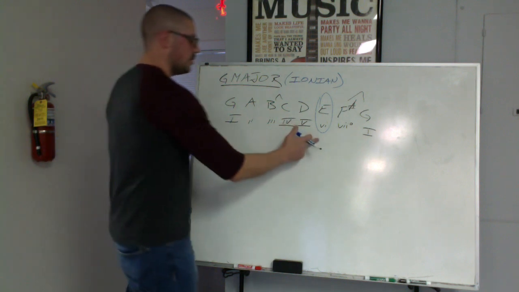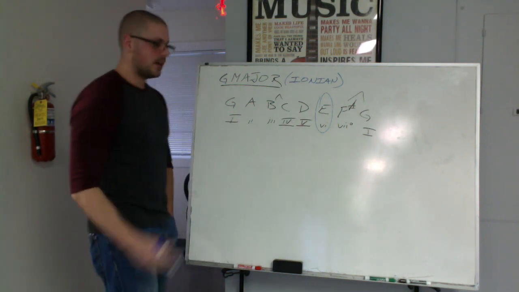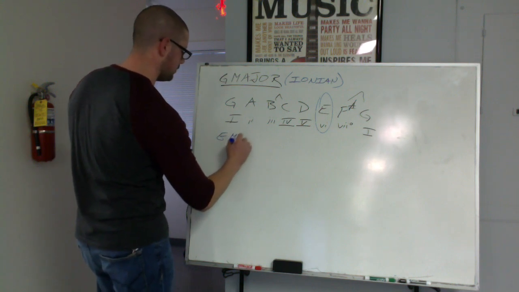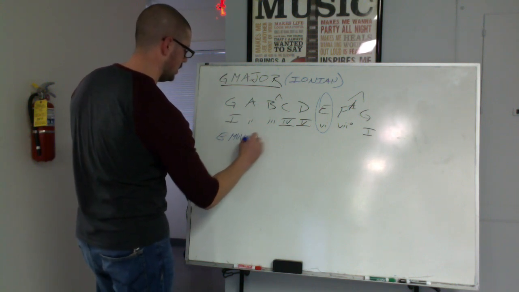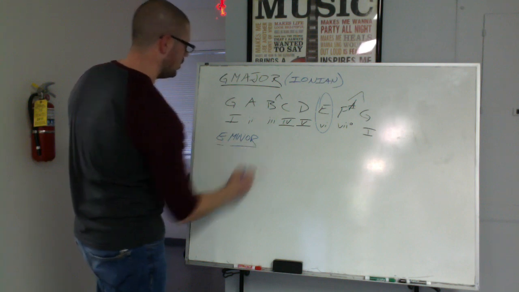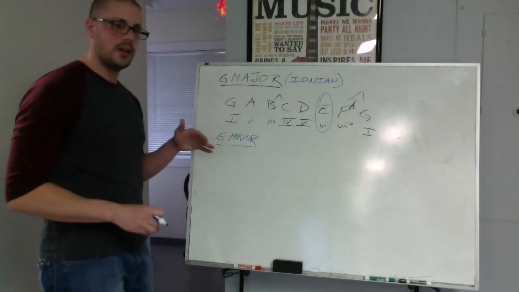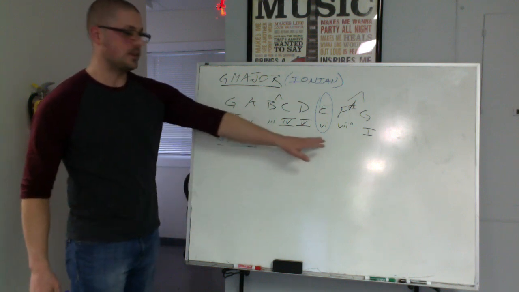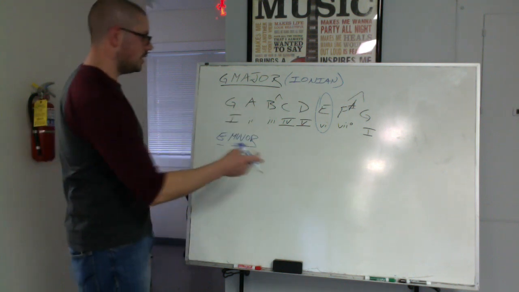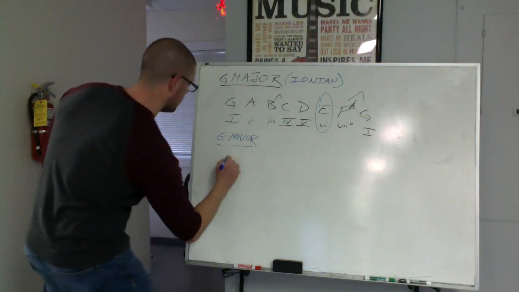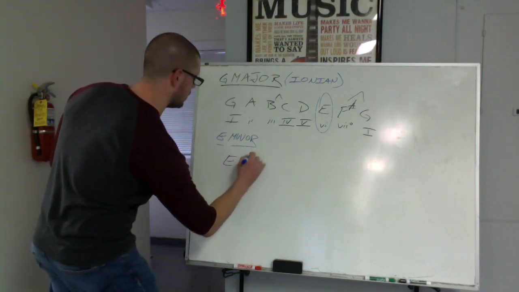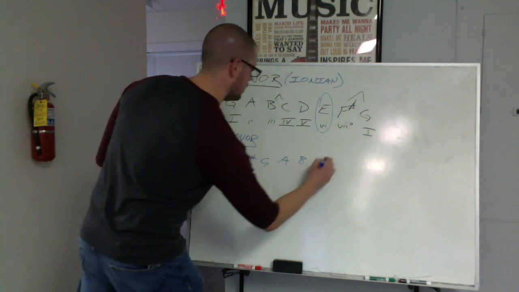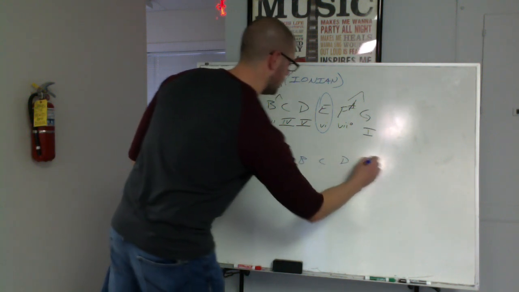Now, this one I have circled because this is called the relative minor. So this is an E, the key of E minor. So major and minor keys are literally the same thing, except for the note that you start on. So in E minor, I'm going to start on E and then go through the scale. E, F sharp, G, A, B, C, D, E, right?